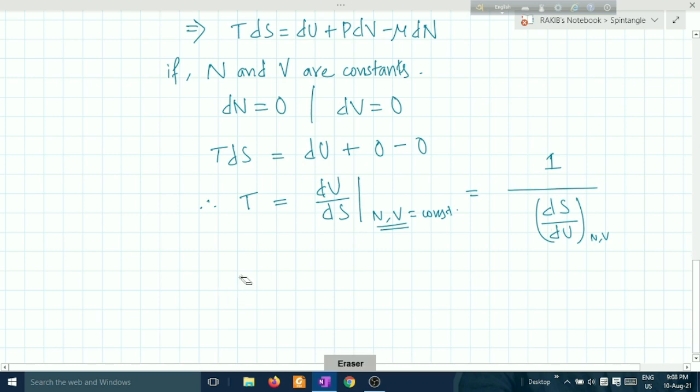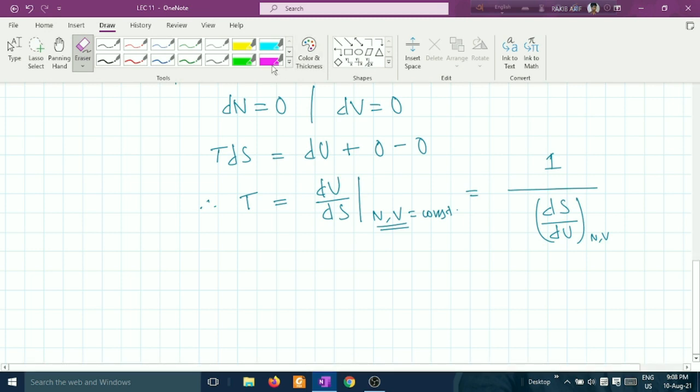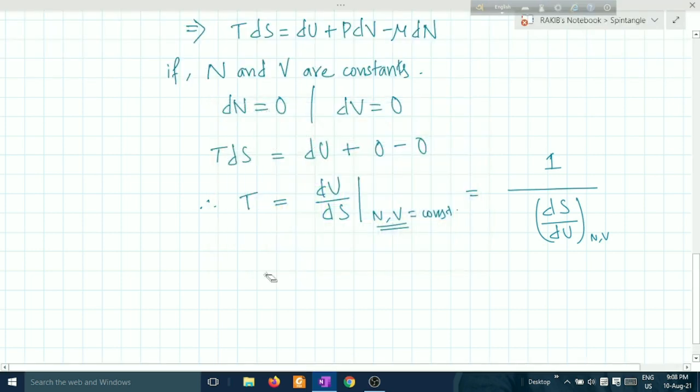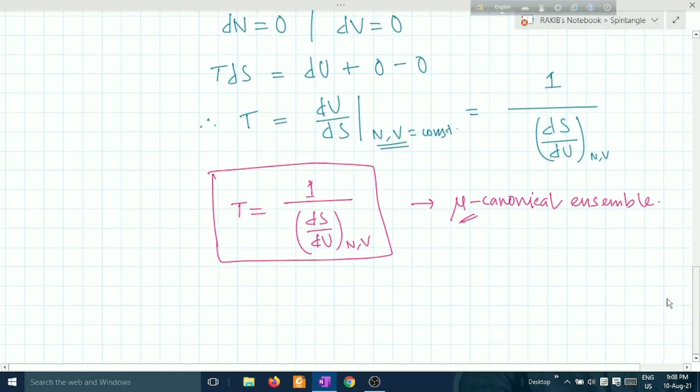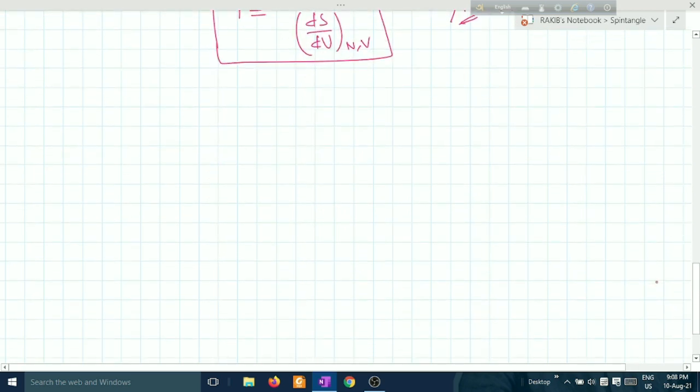That means the temperature becomes T equals 1 upon ds by du at n comma v. This is the formula of temperature in case of microcanonical ensemble. Sorry, this is the microcanonical ensemble. Okay, so going to the next part, make a heading on pressure.